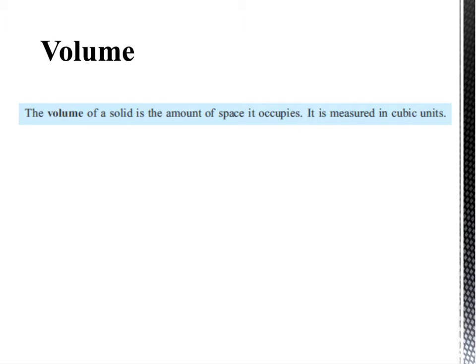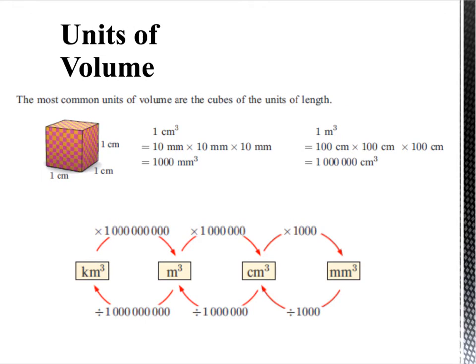Alright, so here's your notes section on volume. The volume of a solid is the amount of space it occupies. It is measured in cubic units: cubic feet, cubic meters, cubic inches, whatever kind of cubic units. The most common units of volume are the cubes of the units of length. So the units of length that we use: centimeters, centimeters cubed; millimeters, millimeters cubed; meters, meters cubed.